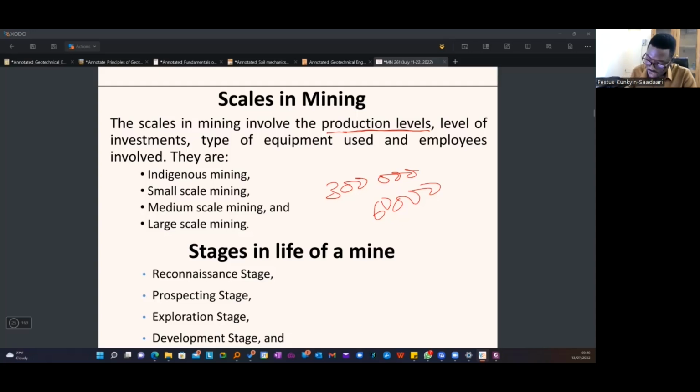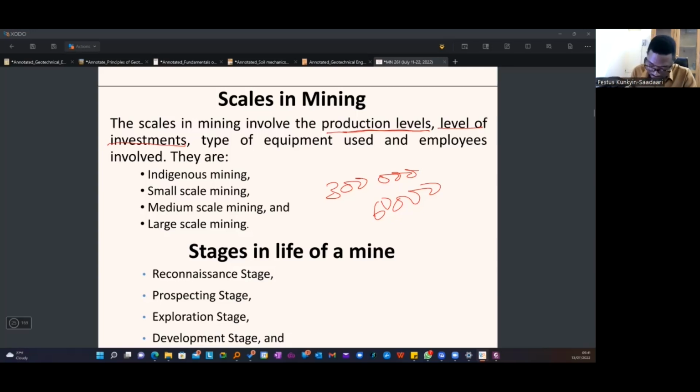Then again, we'll talk about the level of investment, how much money you have put into the business. So if there are a board of directors or investors, they come together and push their money into a project of this nature. The sum of money you are pushing into this business is what will inform the regulators, Minerals Commission, to say that, okay, this investment you are putting into this mining business depicts that it is a large scale, small scale, or medium scale.